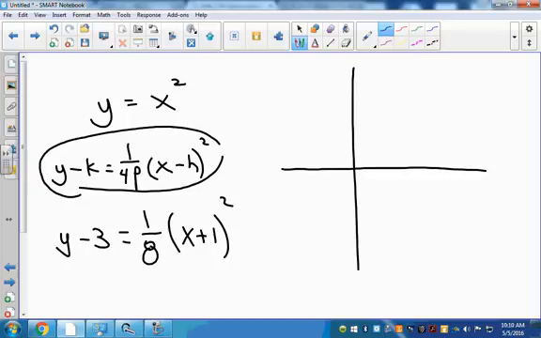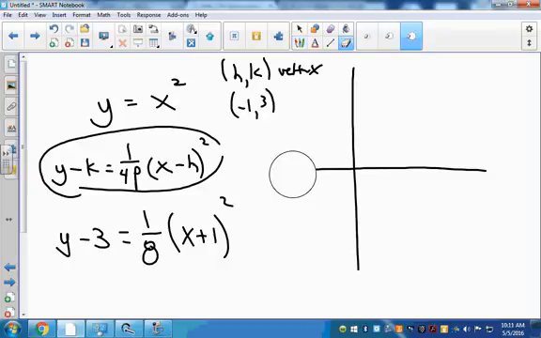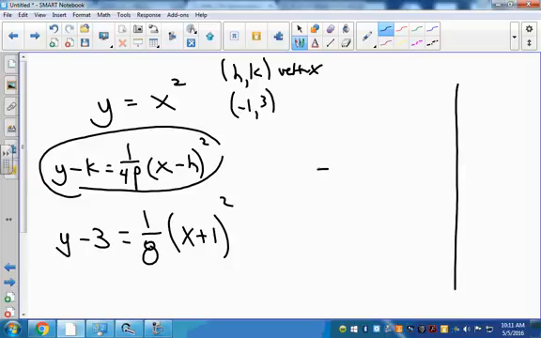And that's this h, k number. So h, k is the vertex. And for this problem, the h is -1 and the k is 3. So we have to locate that first. Okay? h goes with the x, k goes with the y. So -1, 3. Let me redraw my axes here. -1, 3 is going to be our vertex. So -1, 3, there.